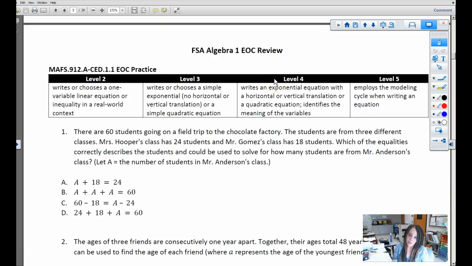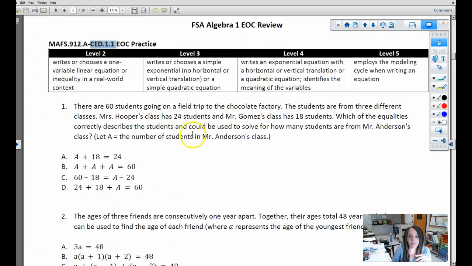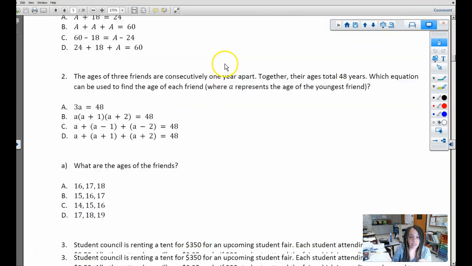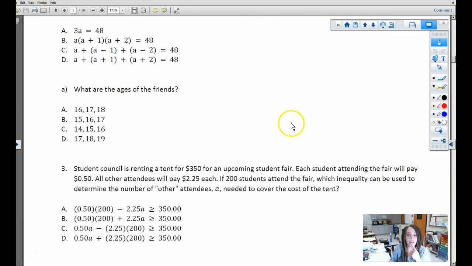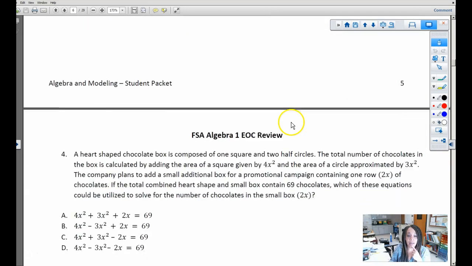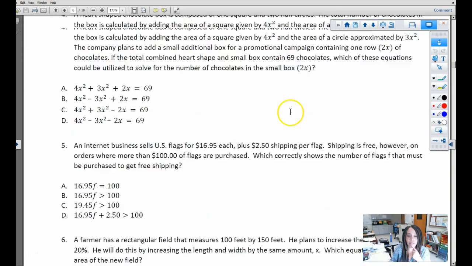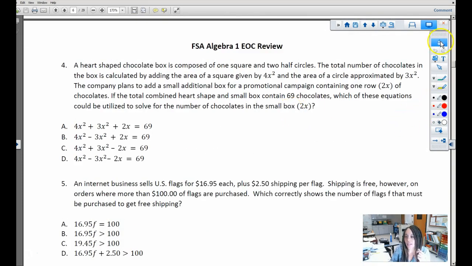Hey everyone, Miss Peg here, and we are continuing our Algebra 1 EOC review. We are going to be on page 2 of what we started yesterday, which is the standard that I call CED 1.1, Writing Equations. We have already completed the first page, the first 3 questions, and now we are going on to the next page that has questions 4, 5, and 6. So we're going to tackle those today.